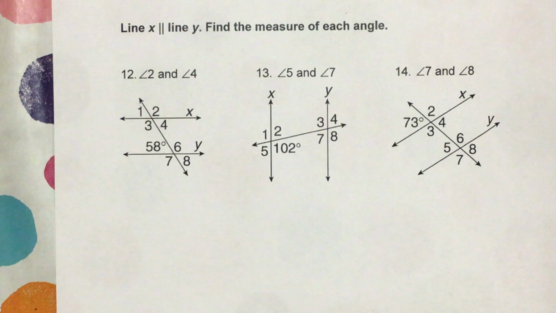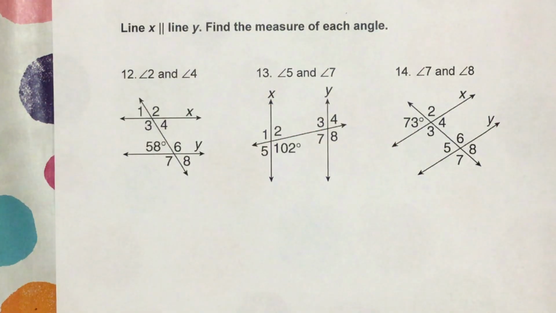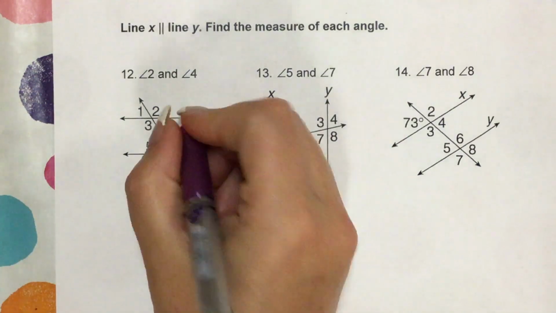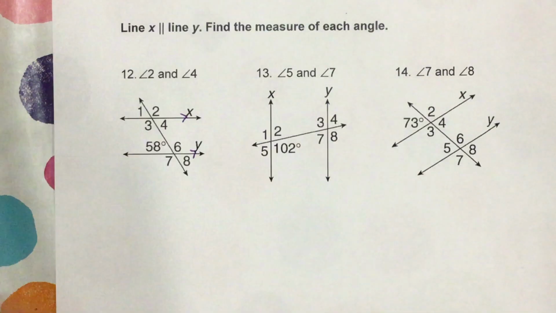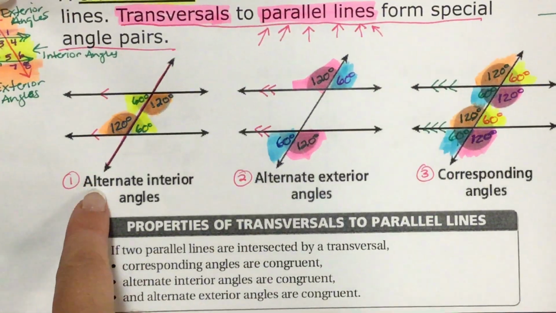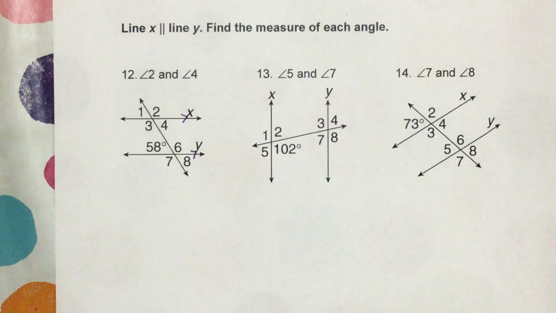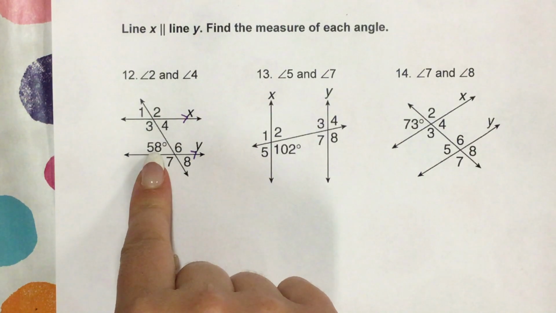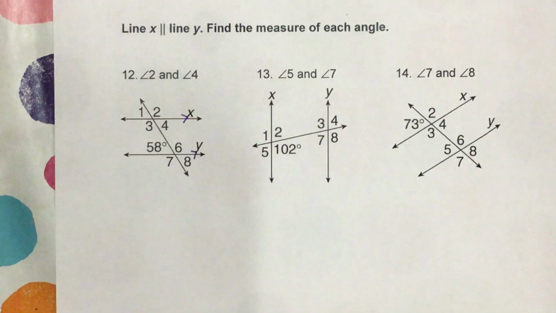Okay, we are back. The problem states that line X is parallel to line Y. So I'm going to go ahead and write in my little parallel marks right here. We know that they're parallel, which opens the door to the alternate interior angles, the alternate exterior angles, and the corresponding angles. So always be on the lookout for those special types of angles which are congruent to each other. Okay, right here we have 58 degrees. We need to figure out what angle 2 and angle 4 are.